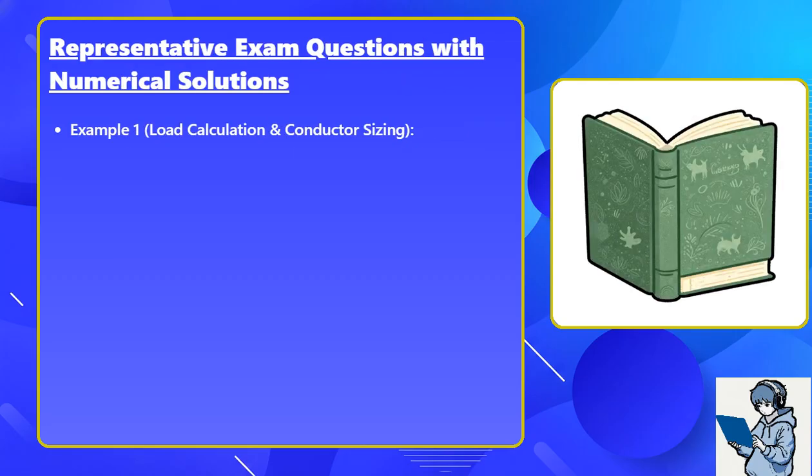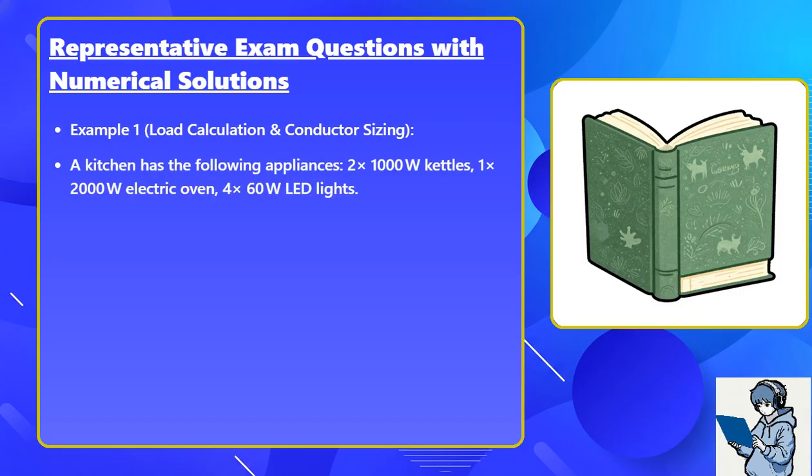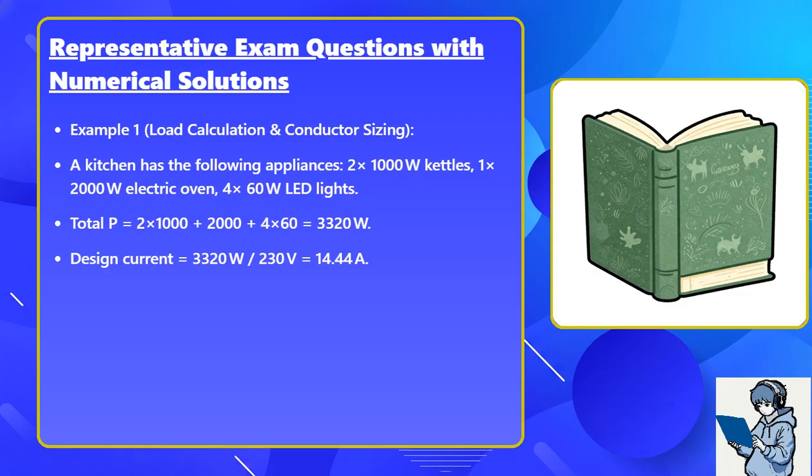Example 1, load calculation and conductor sizing. A kitchen has the following appliances: 2 times 1000 watt kettles, 1 times 2000 watt electric oven, 4 times 60 watt LED lights. Total P equals 2 times 1000 plus 2000 plus 4 times 60, equals 3320 watts. Design current equals 3320 watts divided by 230 volts, equals 14.44 amps.